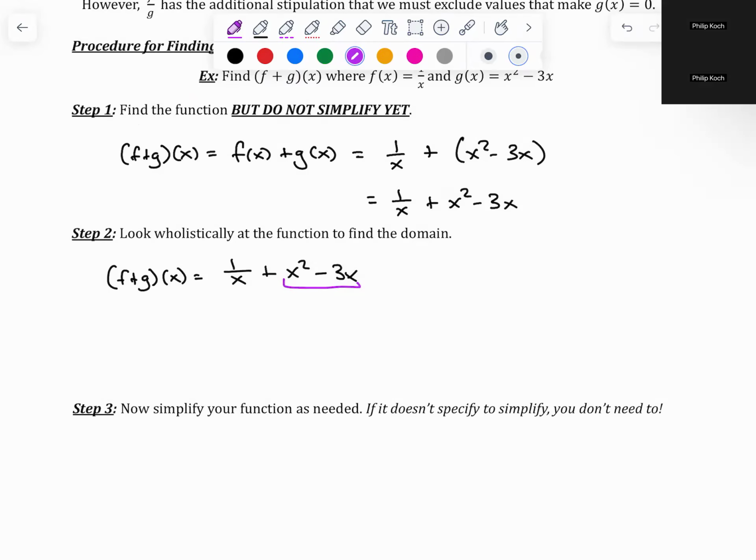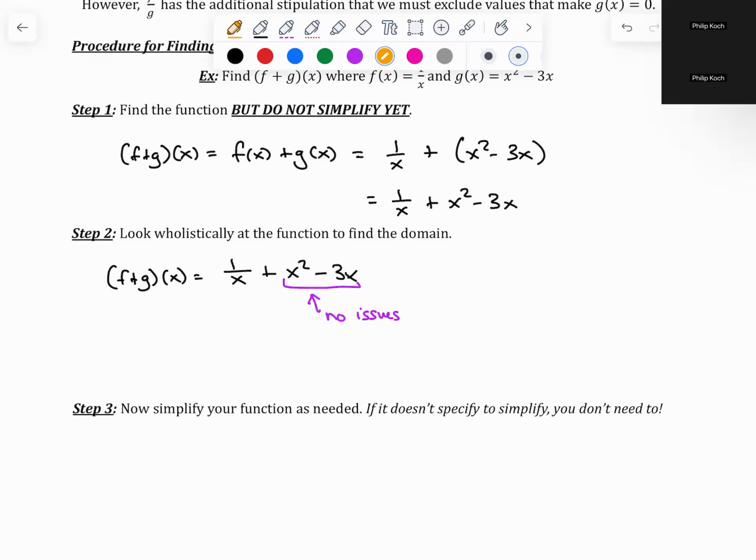But anyways, are there any values of x that can't be plugged into x squared minus 3x? No, everything works. For the purple portion that I've underlined, you can plug in whatever you want for x squared and you'll always get a number. You can plug in whatever you want for minus 3x and it will always give a number. So that portion has no issues. That's what I mean by looking at it holistically. We look at each piece and decide whether or not they have problems themselves.